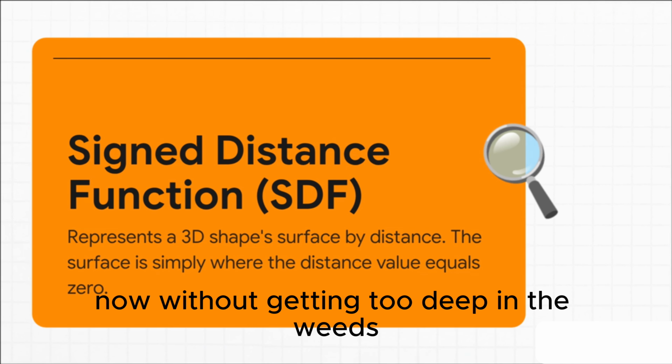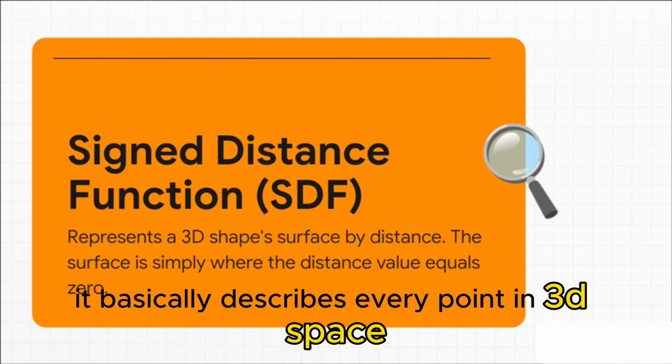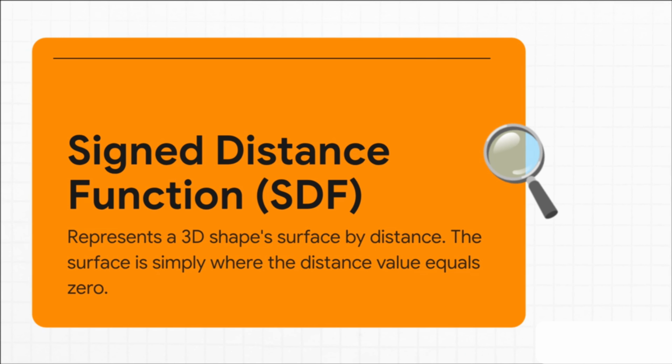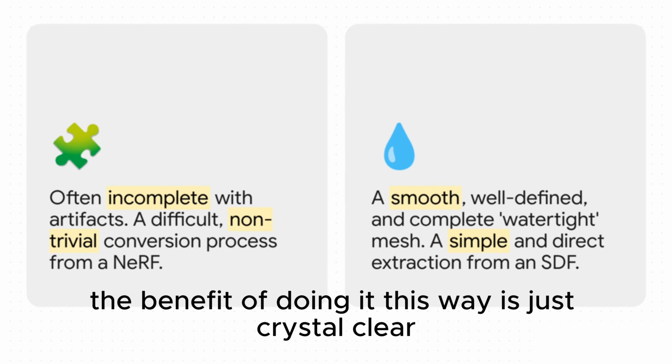Now, without getting too deep in the weeds, an SDF is just a really clever way to define a clear surface. It basically describes every point in 3D space by its distance to the surface. And if that distance value is 0, boom, you're on the surface. And the benefit of doing it this way is just crystal clear.